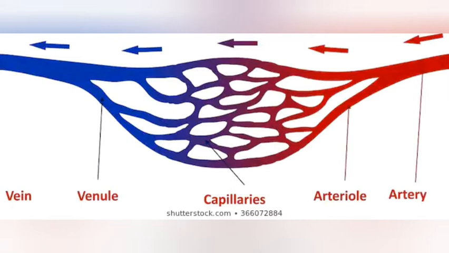Walls of the capillaries consist of a single layer. As they spread among the cells, the nutrition and gases in blood diffuse into the cells and the waste matter in the cells diffuse into the blood capillaries.